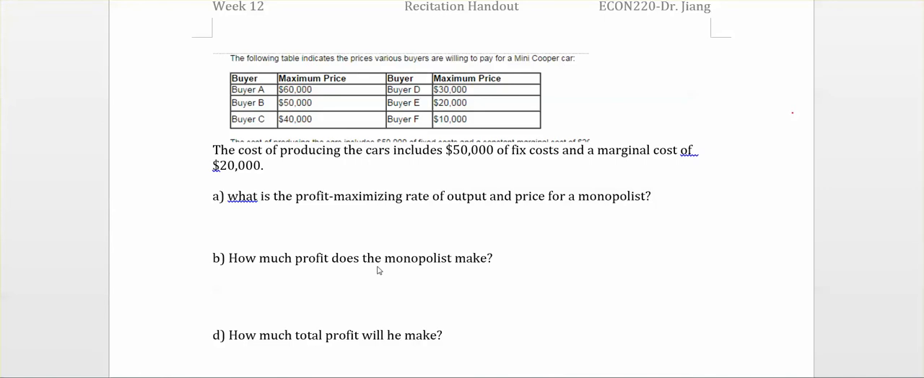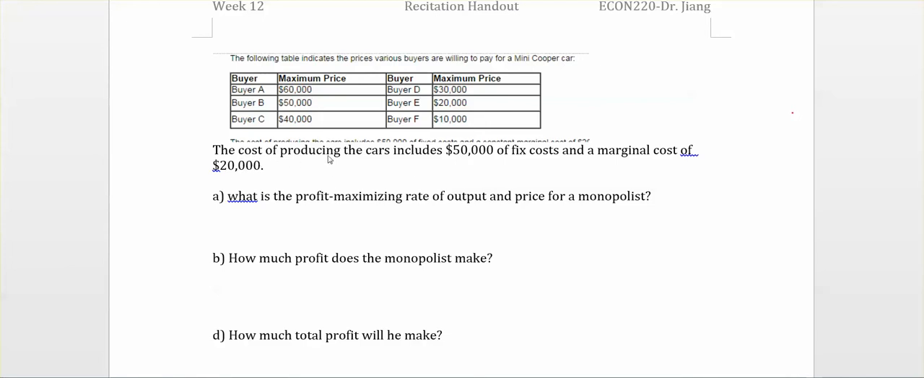The last question for this week's recitation is about the car dealer. The following table indicates the price various buyers are willing to pay for the Mini Cooper car. We can find buyer A's maximum price is $60,000, buyer B is $50,000, buyer C $40,000. Buyer F, the person who wants to pay the lowest price, has a maximum price of $10,000. And we also have additional information.